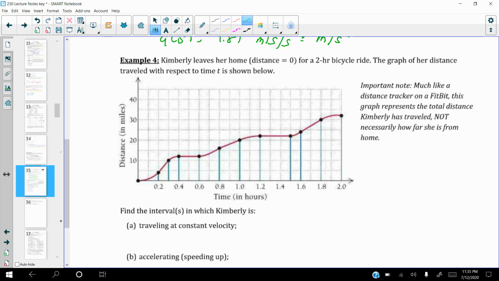So if she took 15 steps from her house and then came back to her house and then 15 steps out and then 15 steps back and then 15 steps out, it's going to track the total number of steps, even if she ends up back at her porch, which would say that she hasn't gone anywhere in displacement because she ends up at the same place. So this is a total distance tracker. So let's see. Find the interval in which Kimberly is traveling at a constant velocity.